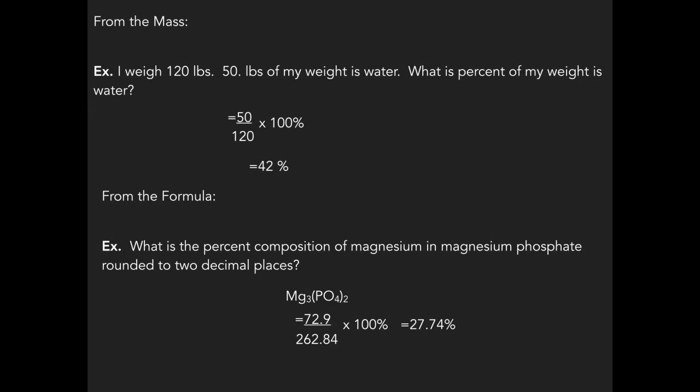And that's it. So for percent mass, I will either give you the masses, and you can do it, or if I give you the formula, you're simply going to use the molar masses of each of the atoms in order to find the percent composition. And that's all there is to it.